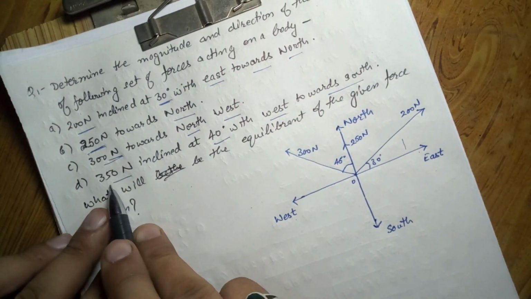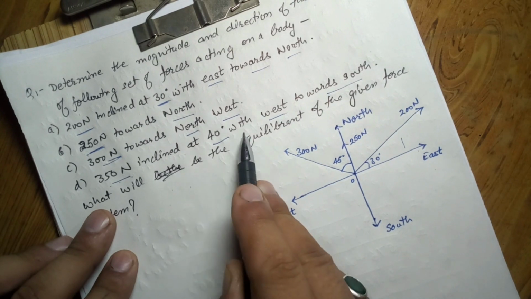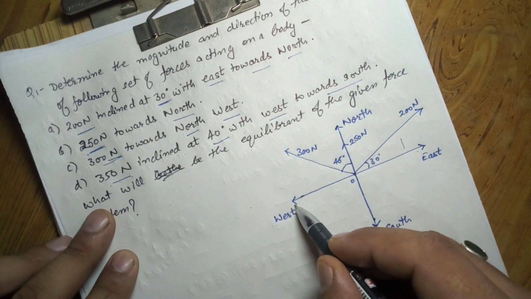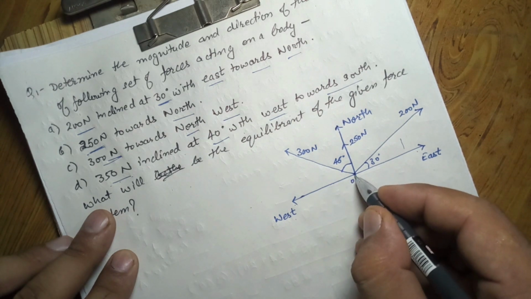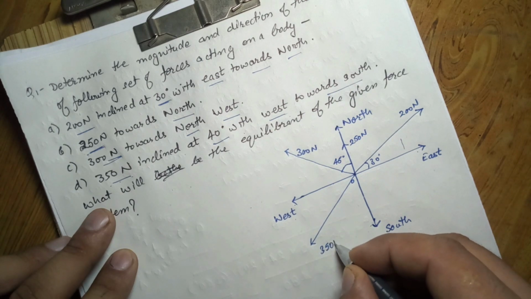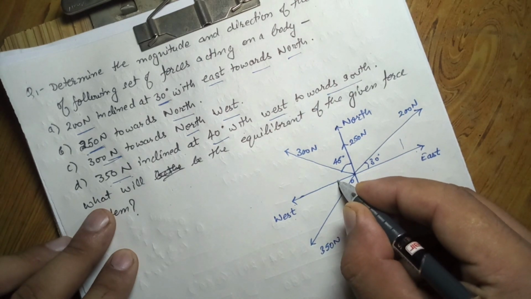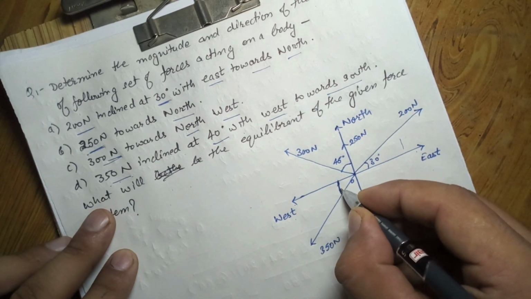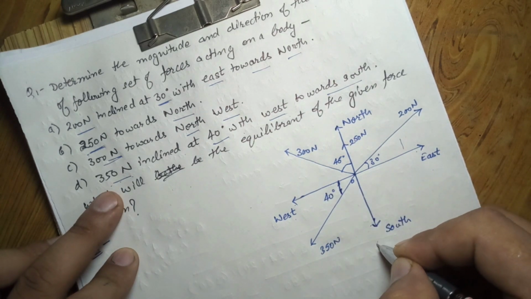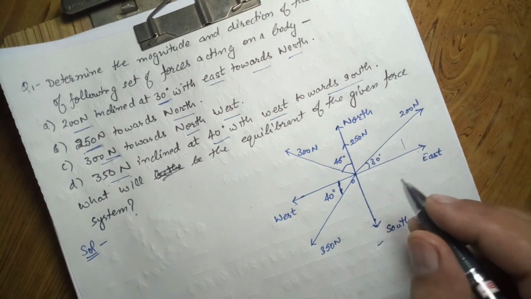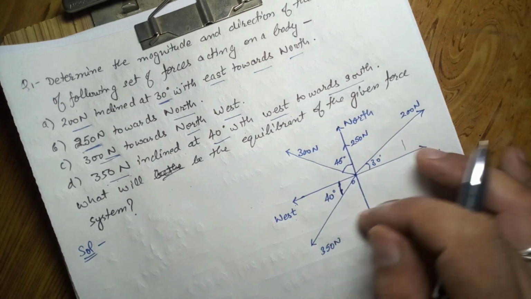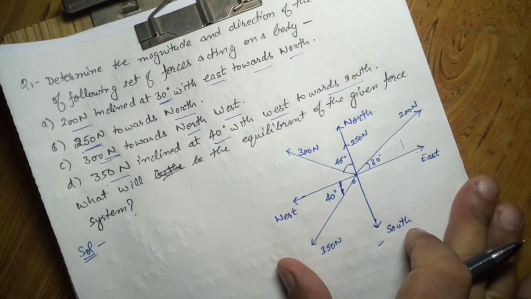And the fourth case is 350 Newton inclined at 40 degree with west towards the south. Angle is with west but towards south. So this is the force 350 Newton and this angle with west is 40 degree towards south. So in the diagram, first of all we have to find out all the directions, all the magnitudes, all the angles. Now this is the given set of forces.